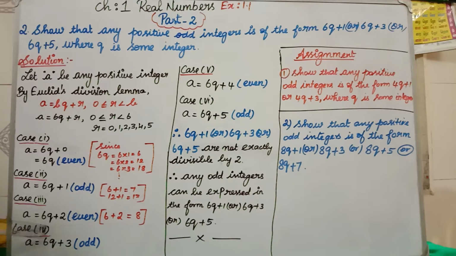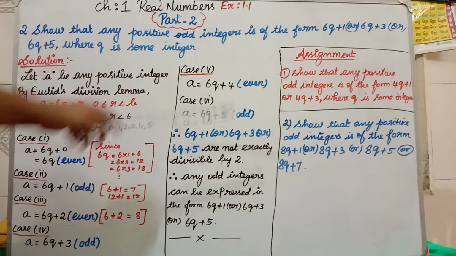6 cube is even. I am adding it with 2. I will get even. Case 4: 6 cube plus 3. This is even, this is odd. So if I add even with odd, what will I get? Odd. Then case 5. What remainders you have to put: 0, 1, 2, 3, 4 up to 5. We have to do the cases, 6 cases we are getting here.